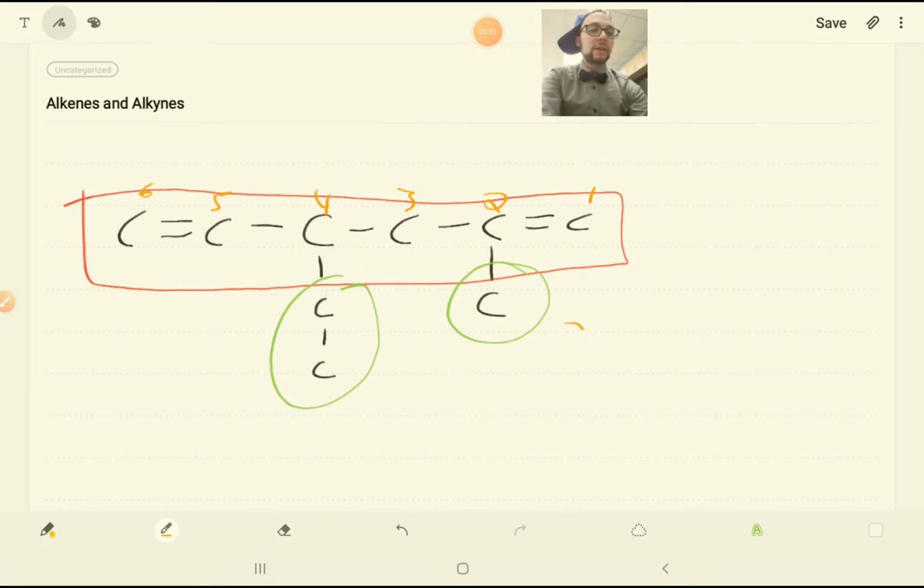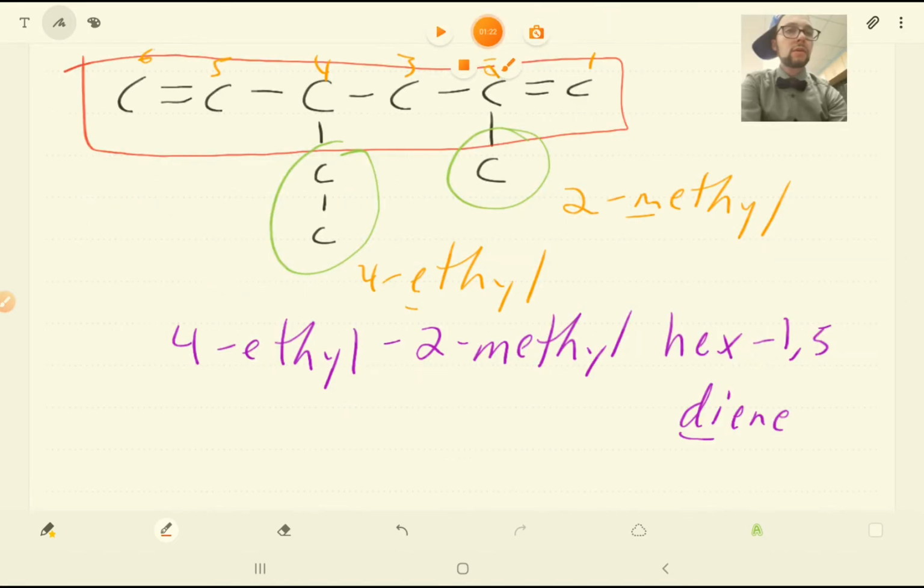Okay, this here would be a 2-methyl, and this would be a 4-ethyl. And as we previously have done, we will organize these in alphabetical order, which means that the ethyl will be listed before the methyl, and we'll name this molecule as follows. 4-ethyl-2-methylhex-1.